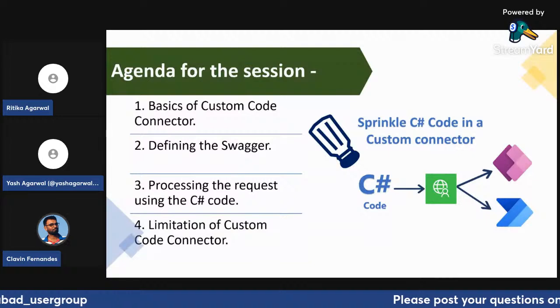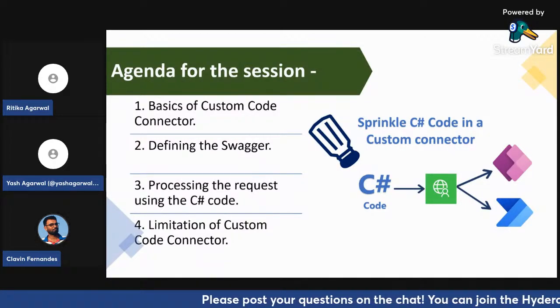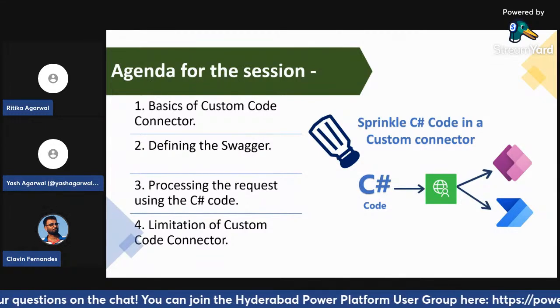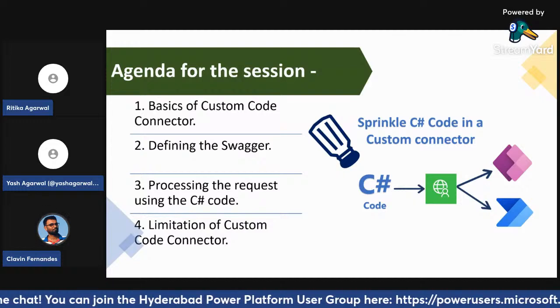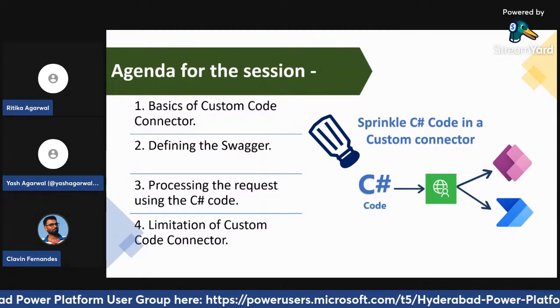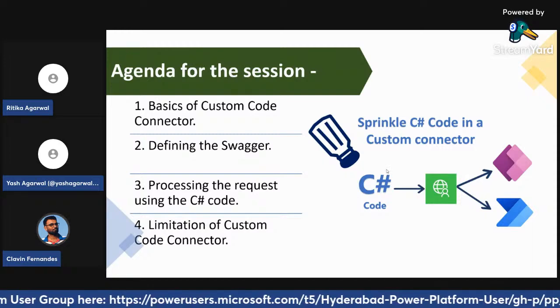Second, we are going to define a swagger. Finally, we are going to process our request using C# code. And finally, we'll see the limitations of the custom code connector. So without wasting any further time, let me get into the demo.